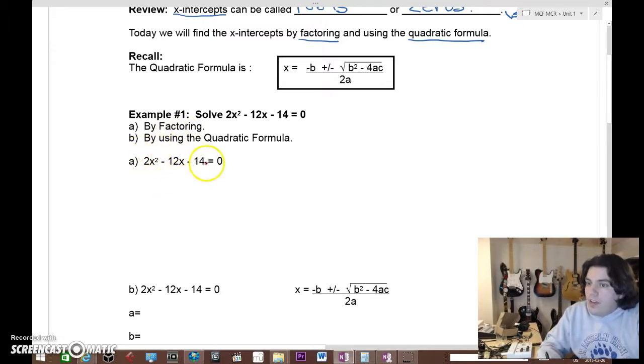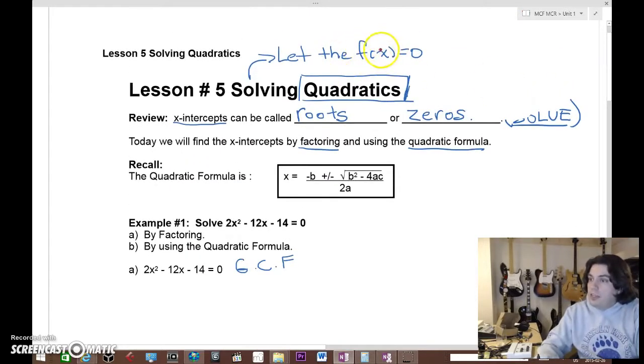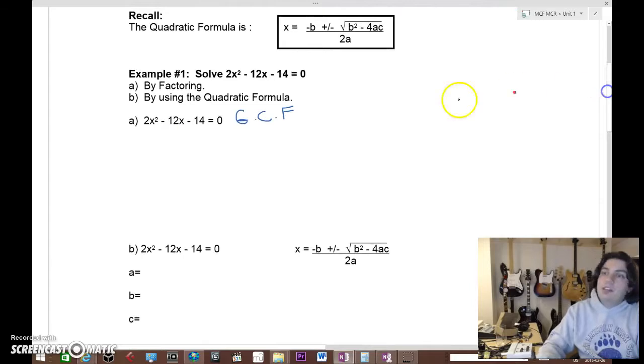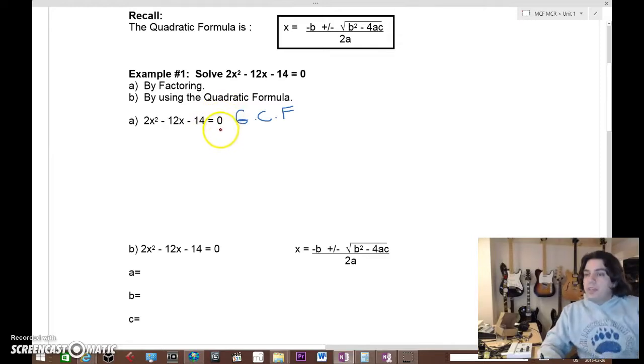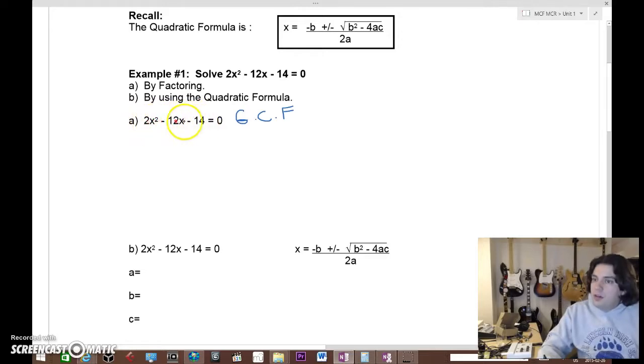If you remember, when we factor a function, the first thing we always look for is a greatest common factor. So we'll look at this equation. Remember, to solve for the x-intercepts, we have to make sure the function equals 0. Here we have this quadratic function, 2x squared minus 12x minus 14, and it's equal to 0. That's the setup for solving it, because what we're saying is, what values of x can we put into this function that will make the y value 0? In other words, what values can we put in for x that will land this right on the x-axis? And we call those the y-intercepts.